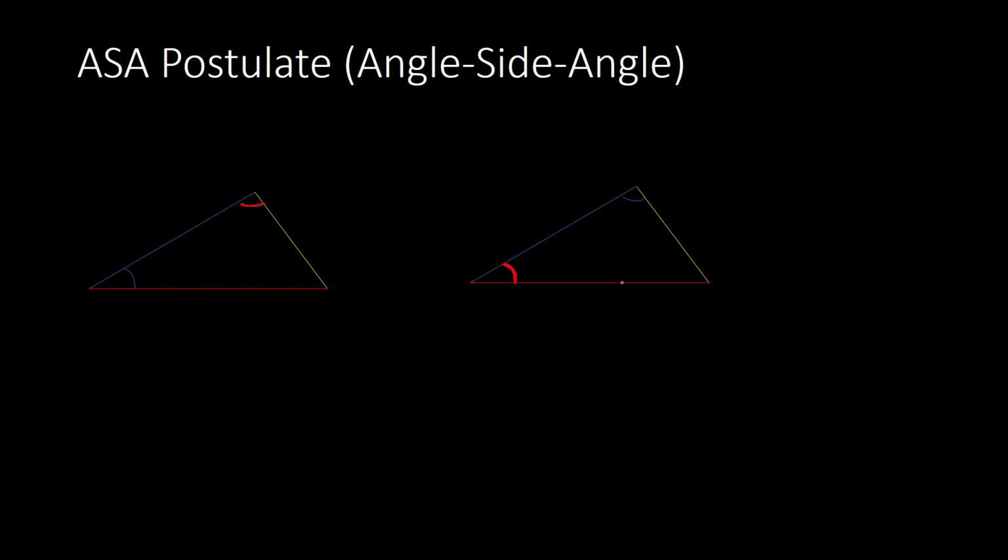So if you have that, we see that the only triangle that we can create would be a congruent triangle to the original. So if we have an angle, a side, and an angle, where the side is in between the two angles, then we can conclude that we have congruent triangles.